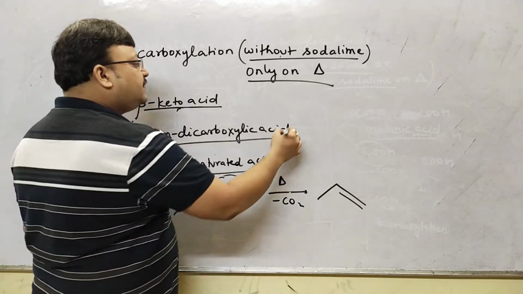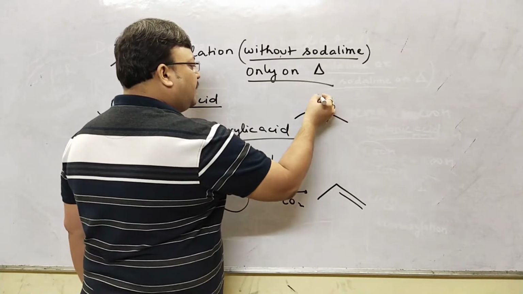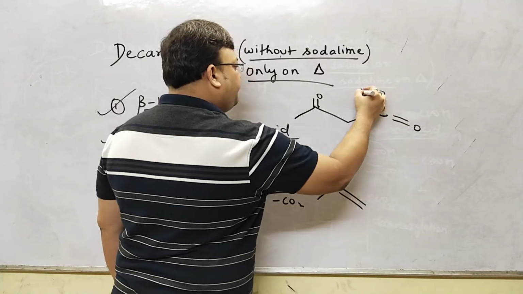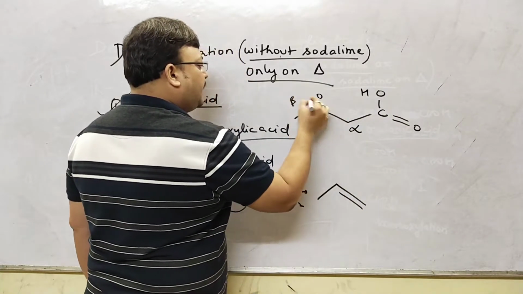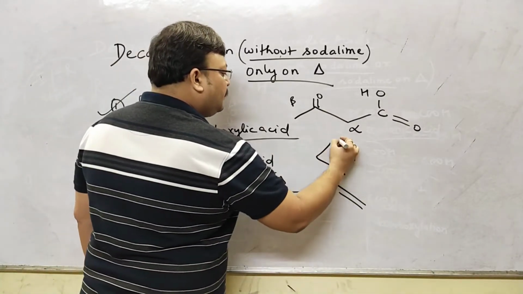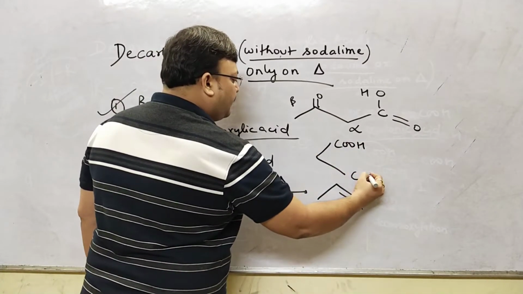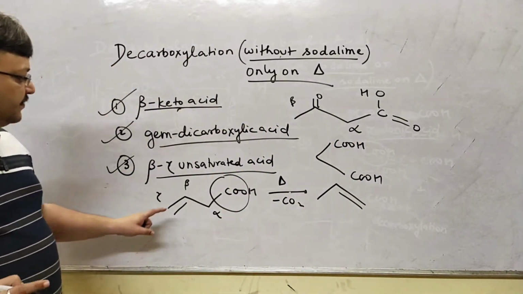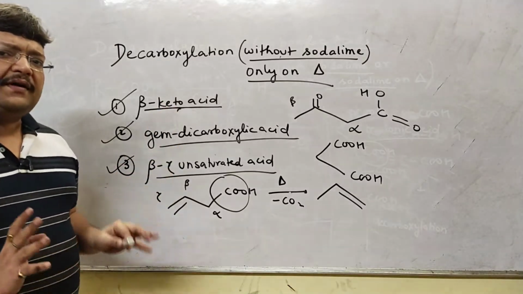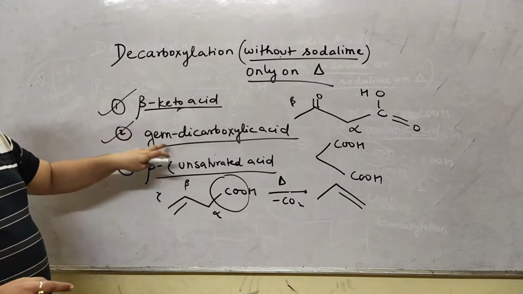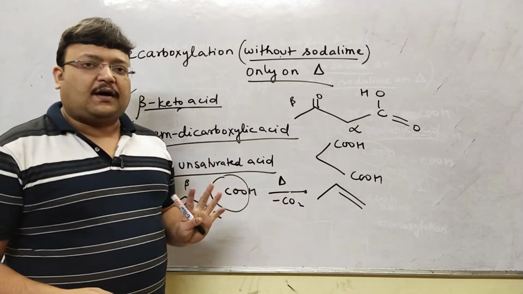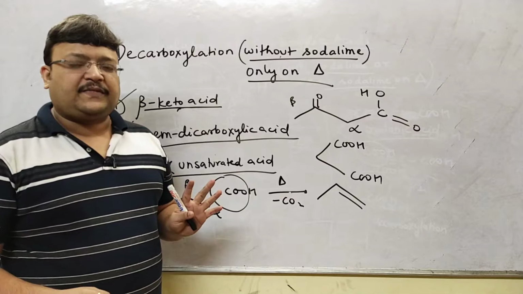What is a beta keto acid? This is how a beta keto acid will look. What is a gem dicarboxylic acid? Two COOH on the same carbon. And this is a beta gamma unsaturated acid. Keep this in mind. There are more compounds, but these three are relevant for you. On heating they will lose carbon dioxide without soda lime mixture.